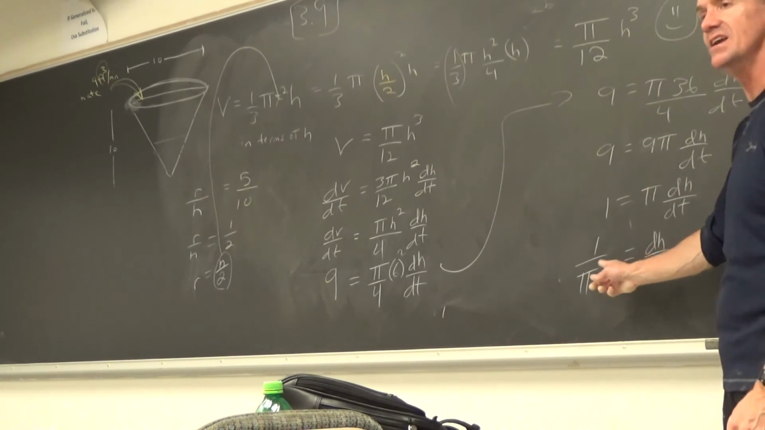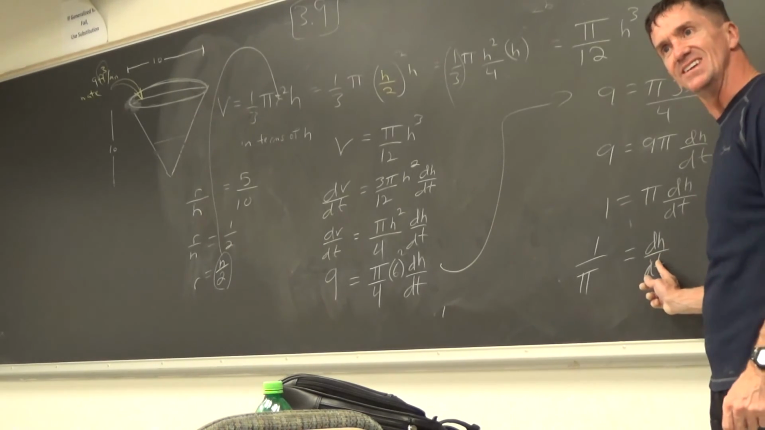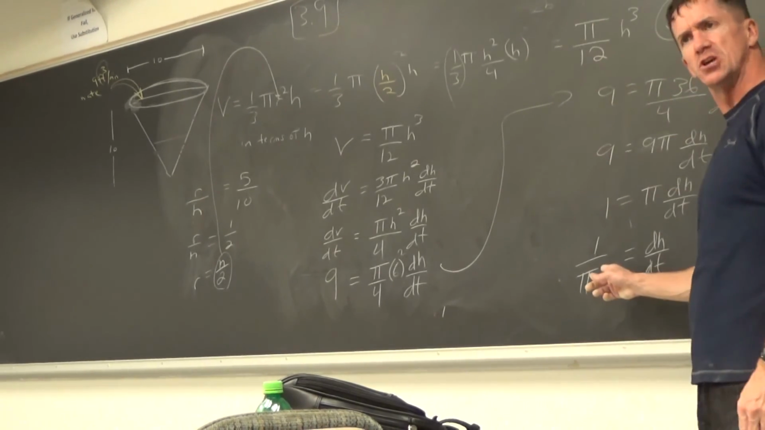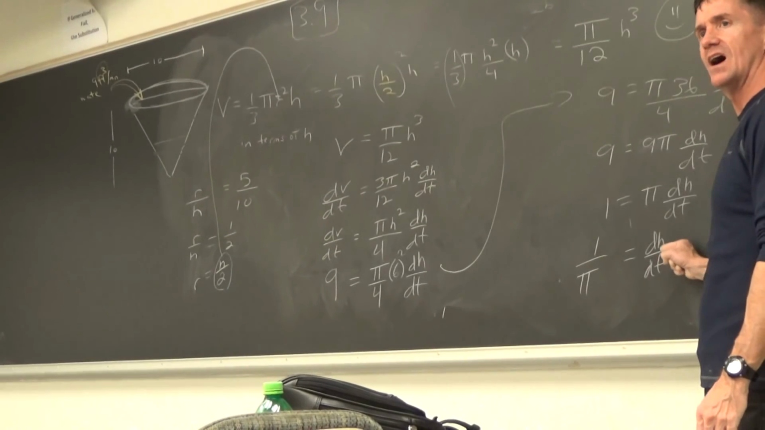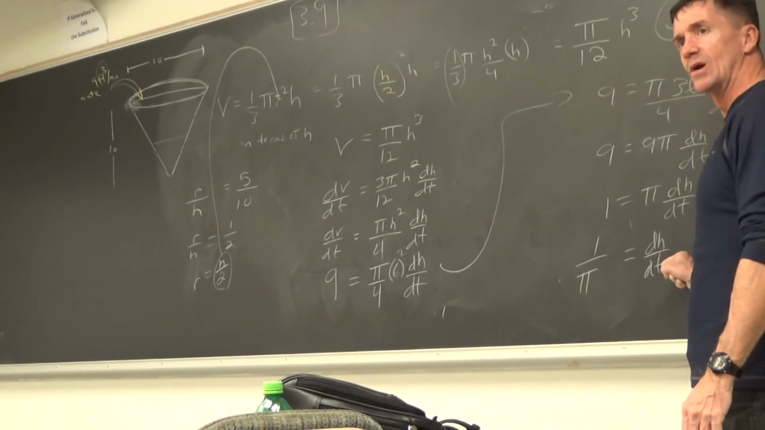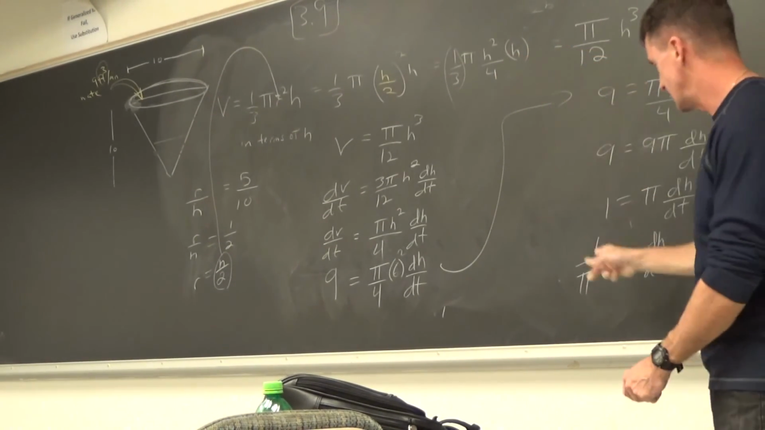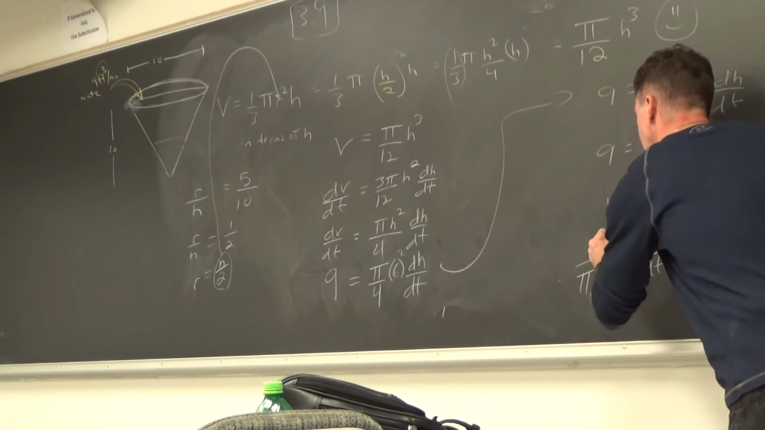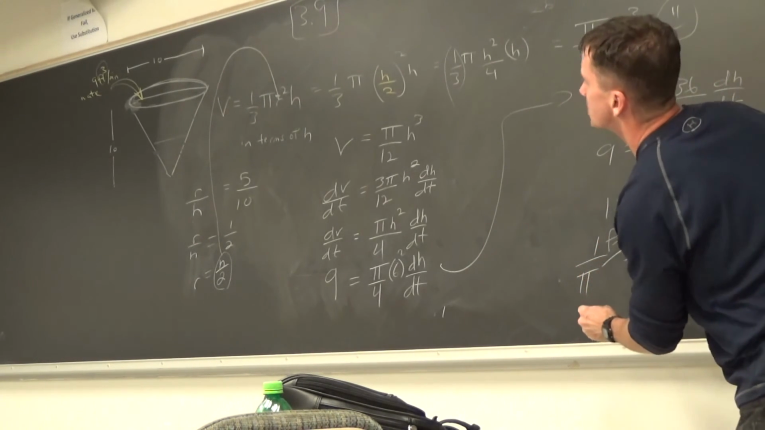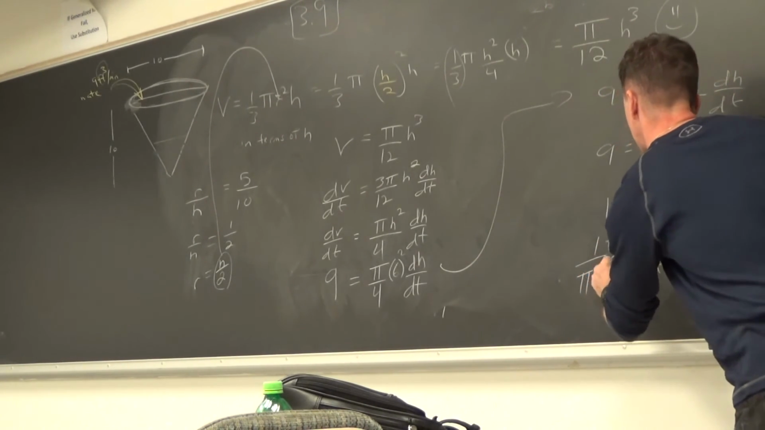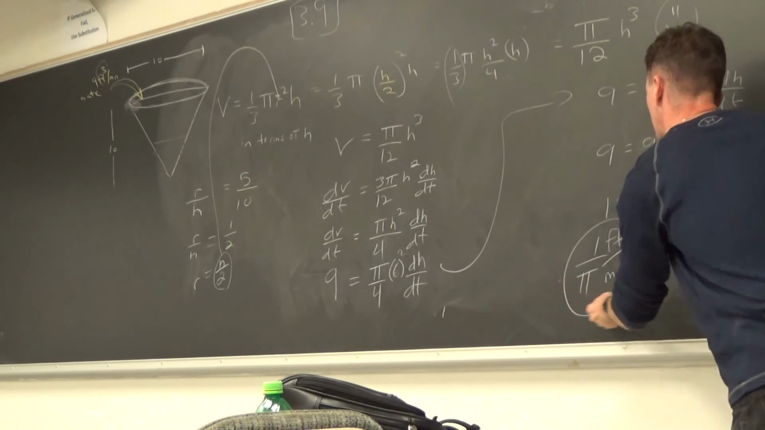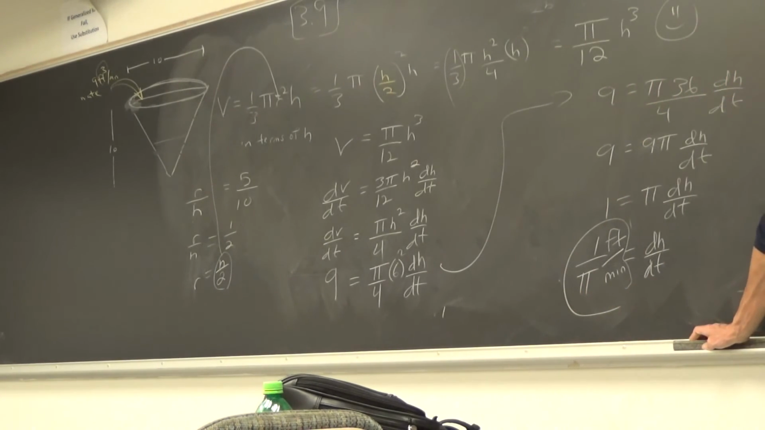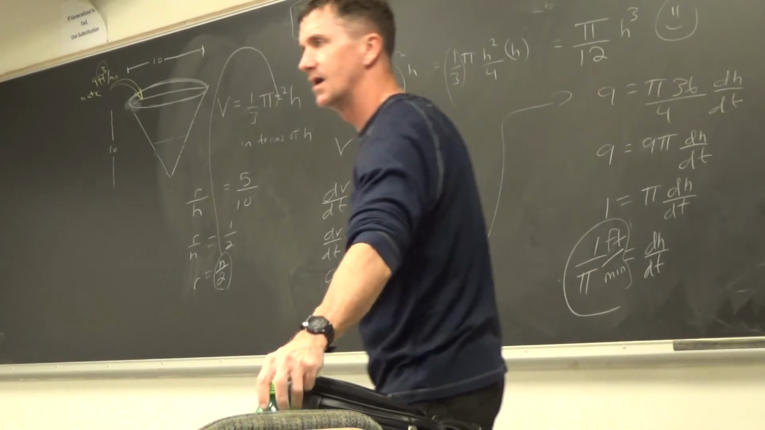That was the change in height, the length, right? Before you think, wait, do I do cubic here? How fast was the height changing when the water level was 6 feet high? dh/dt, feet per minute, right? Yep. 1 over pi, feet per minute.